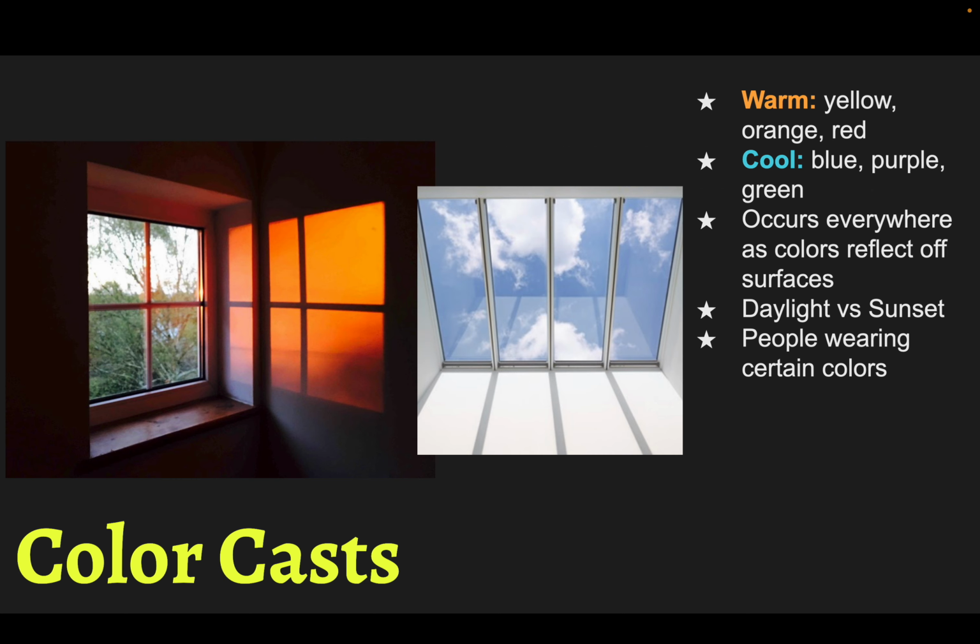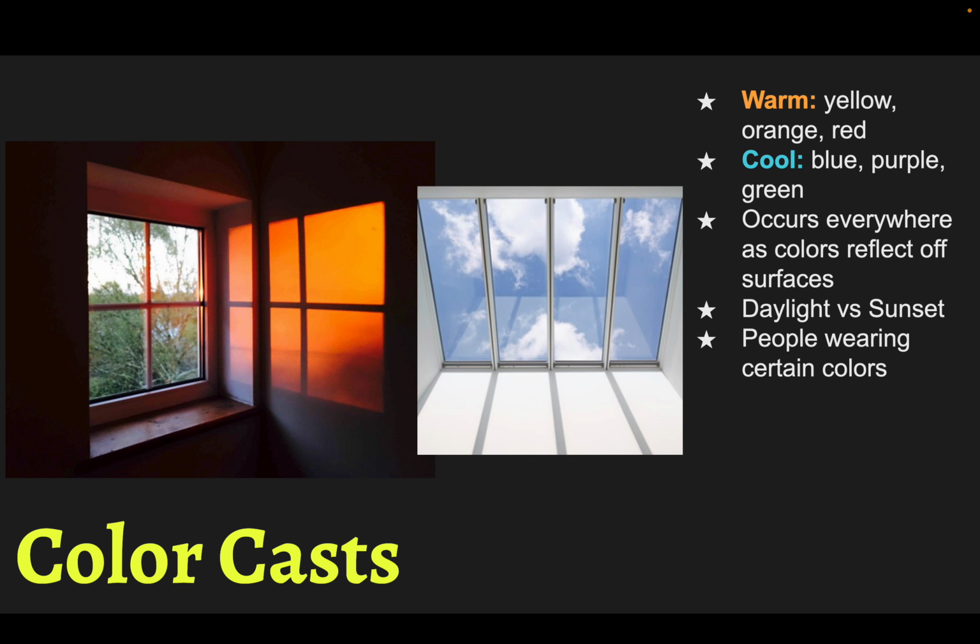All right, so color casts. Here we have some different color casts happening between warm light and cool light. As you can see here, warm are colors like yellow, orange, and red, and cool are colors like blue, purple, and green. So color casts happen everywhere, and they're basically colors that just reflect off surfaces. So it can be any color and it can literally happen everywhere.